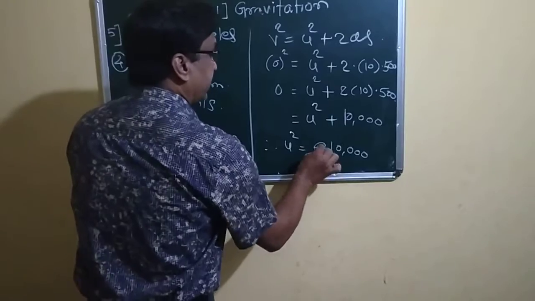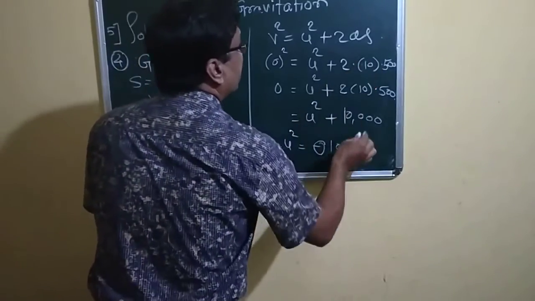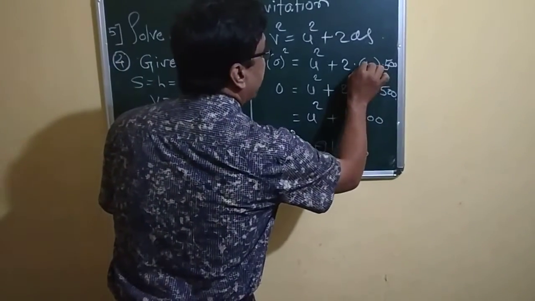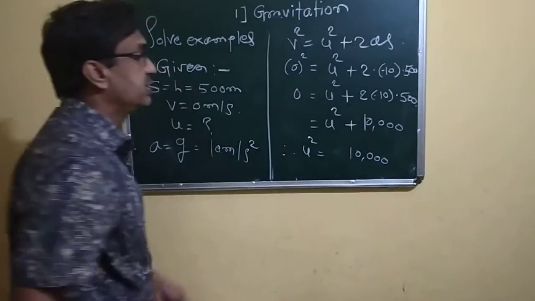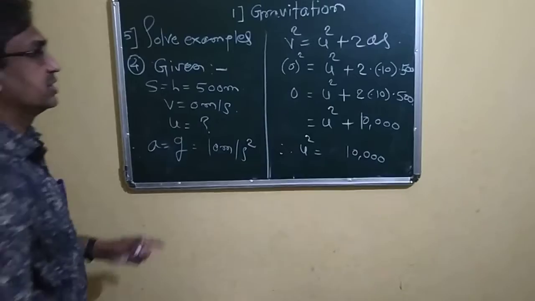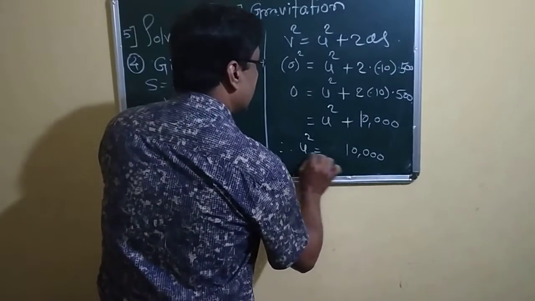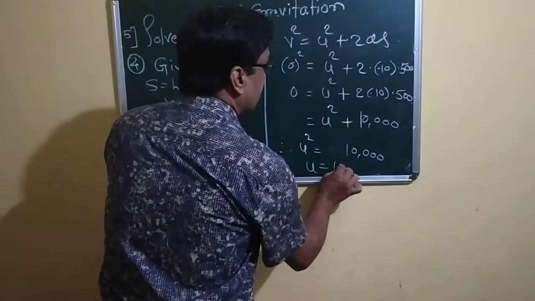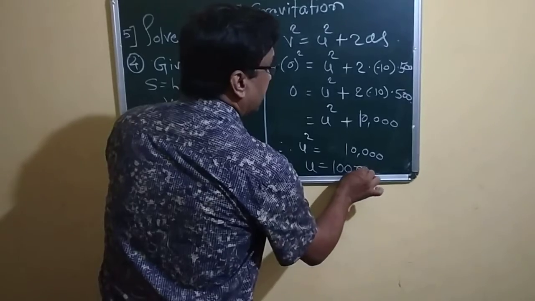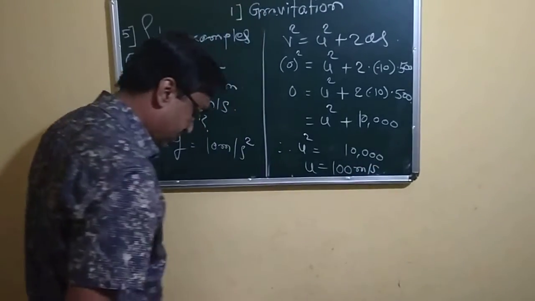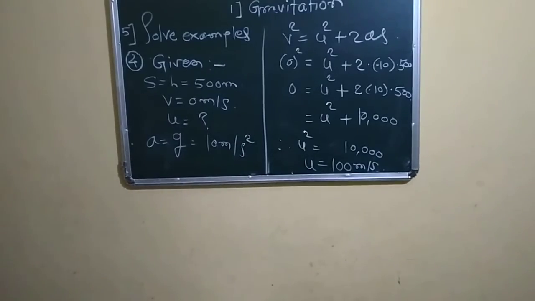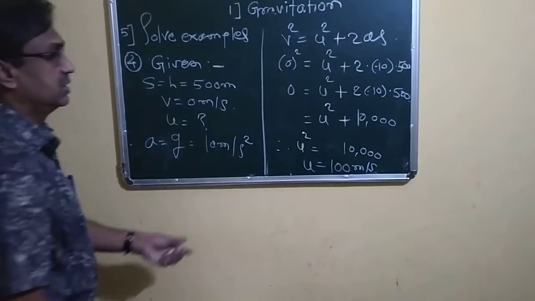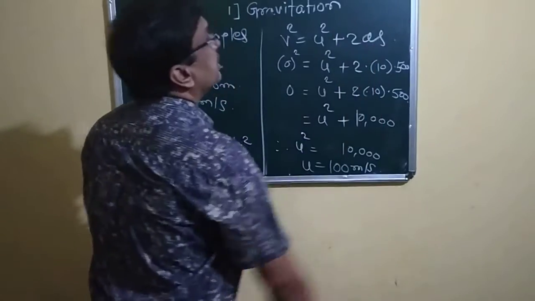The sign doesn't matter here because for acceleration due to gravity you are going to put the value which is minus 10, so we don't consider the sign, we just consider the value. So u square is equal to 100 square, that is u is equal to 100 meter per second. That is its initial velocity.